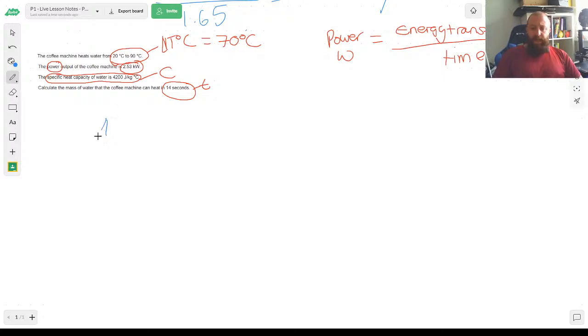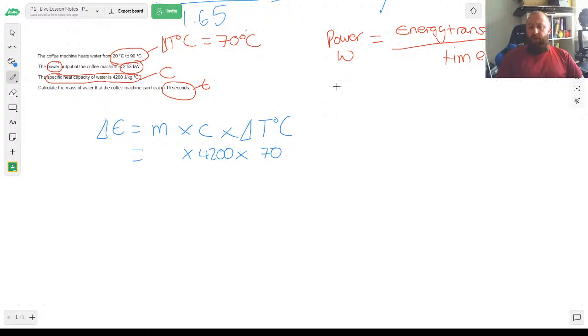We've got our change in energy equals my mass times my specific heat capacity times my change in temperature. Now, I don't know the mass. I do know the specific heat capacity. And I know the temperature change. But I've got two unknowns. And so I'm going to have to calculate one of these two. This is where the power comes in.